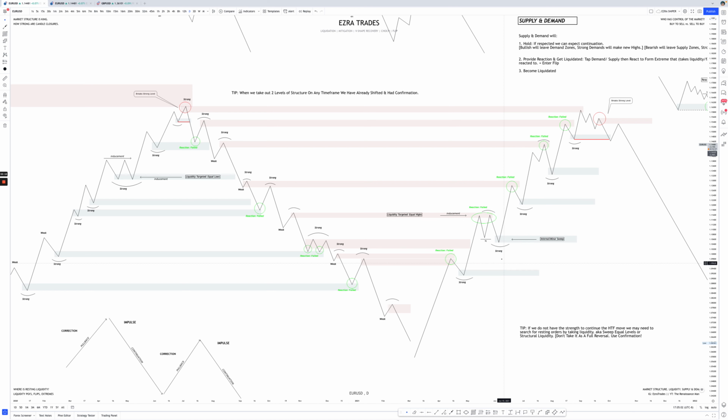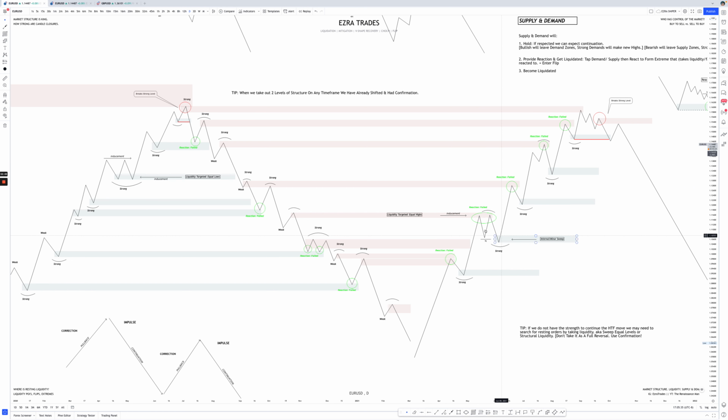Well, what happens if we do not have enough strength to take the higher time frame move? Then we might search for orders by taking liquidity, a sweep of equal levels or structural liquidity. In this case, what? We're bullish. These equal highs are going to serve as liquidity for continuation to the upside. But before that, what do we have? A weak low. This higher low failed to make a higher high. Therefore, we have to sweep this level. We take structural liquidity, right? And then with a lot of power and aggression, we push price higher.